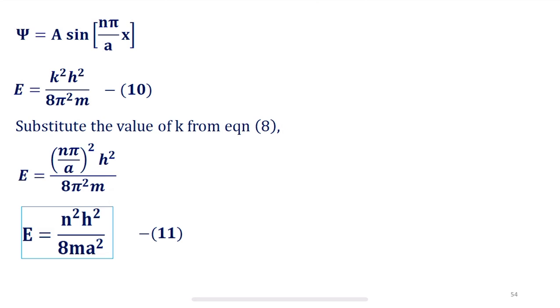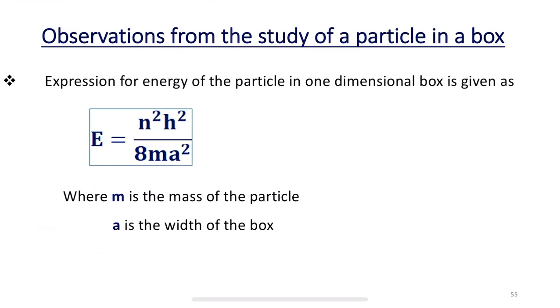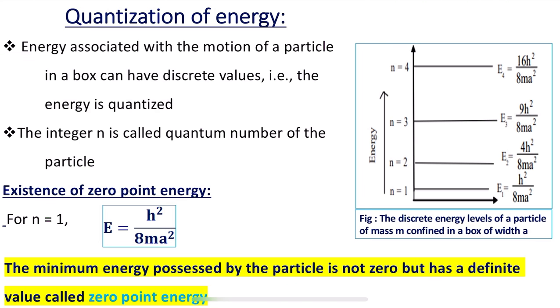Here n is called a quantum number and it takes the values 1, 2, 3 and can never be 0 or fractional. Okay, so equation 11 is the expression for the energy of the particle in a one-dimensional box. This is what we understand by looking at the Schrodinger wave equation in a one-dimensional box. So what are the observations made from the study of the particle in the box? The expression for energy of the particle in a one-dimensional box is E equals n square h square divided by 8 m a square, where m is the mass of the particle and a is the width of the box. And next is the quantization of energy.